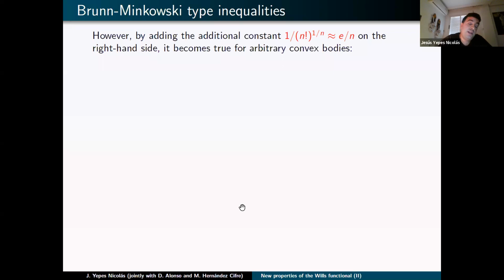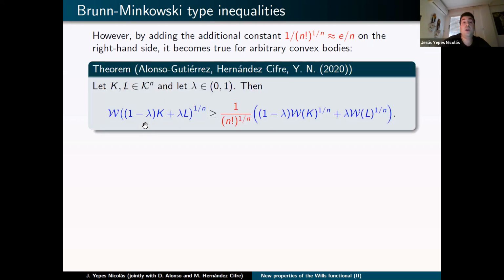Nevertheless, this inequality is not very far from being true in the following sense. Just by adding the constant 1 over n factorial to the power 1 over n, which is of the size of e over n, you get such an inequality. I mean, the Vis functional of the convex combination of two arbitrary convex bodies to the power 1 over the dimension n is bigger than the convex combination of this functional to the same power times this constant that I mentioned before.